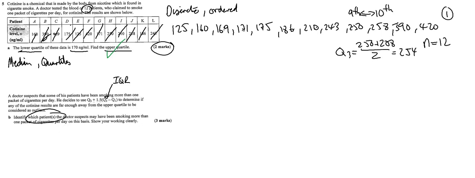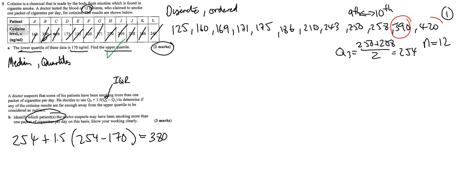Right, so the first thing we need to do is work out what the upper limit is. So Q3 we just found is 254. We're going to add to that 1.5 times our interquartile range, which is 254 minus the 170 given to us in part A. And that is equal to 380. So we're looking for patients who are over 380. So who have we got? Well, we've got our 390 and our 420.